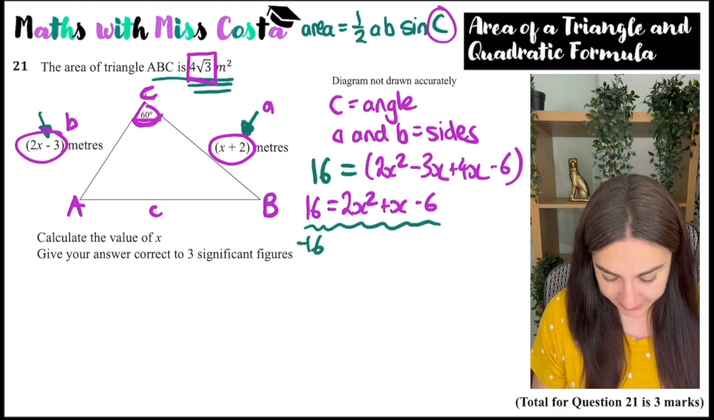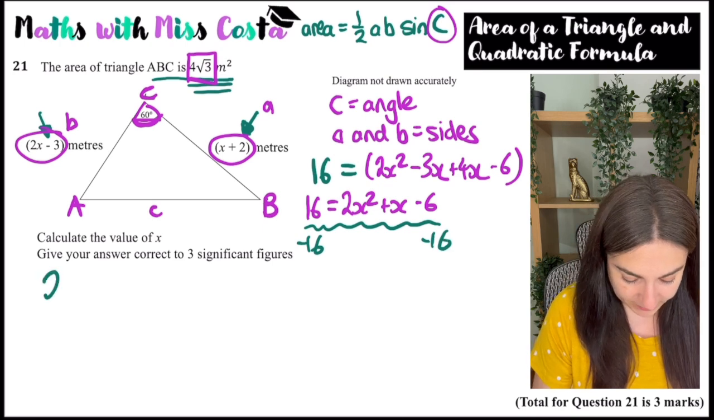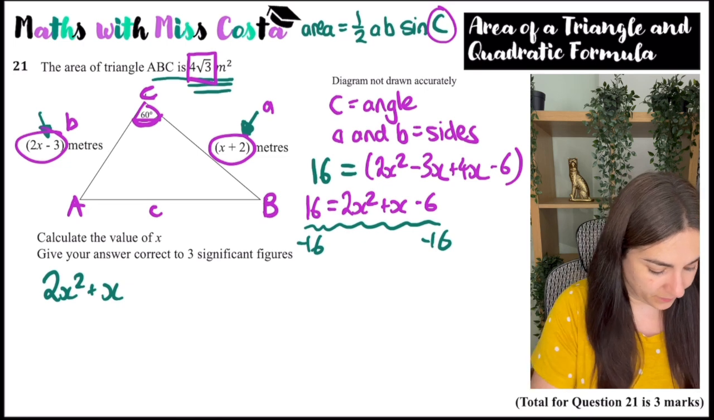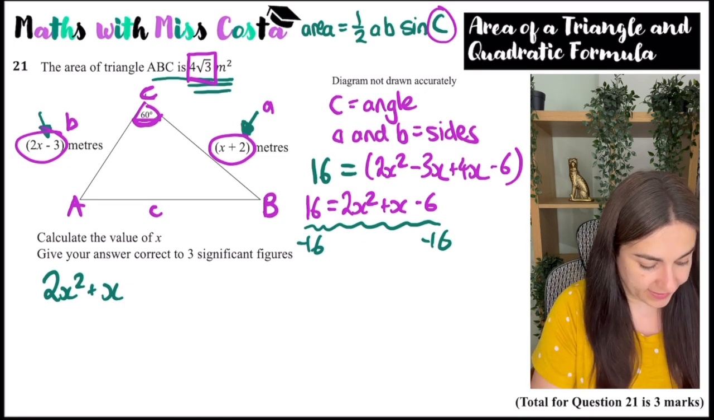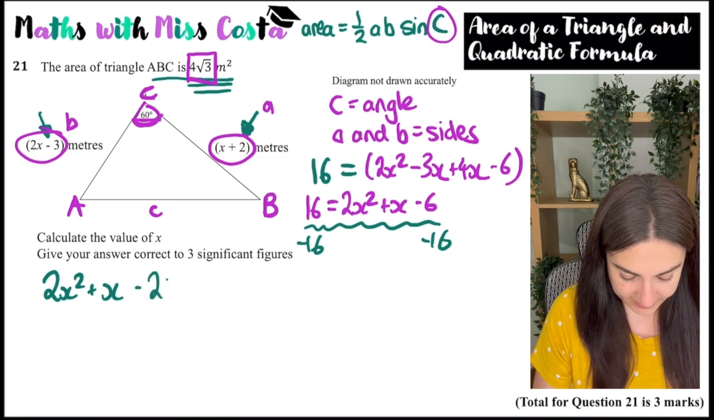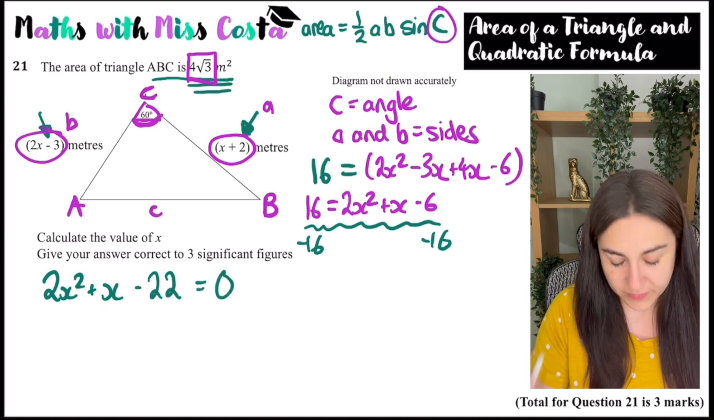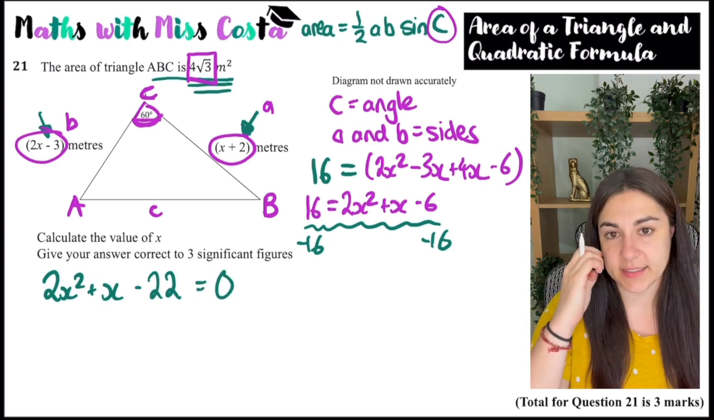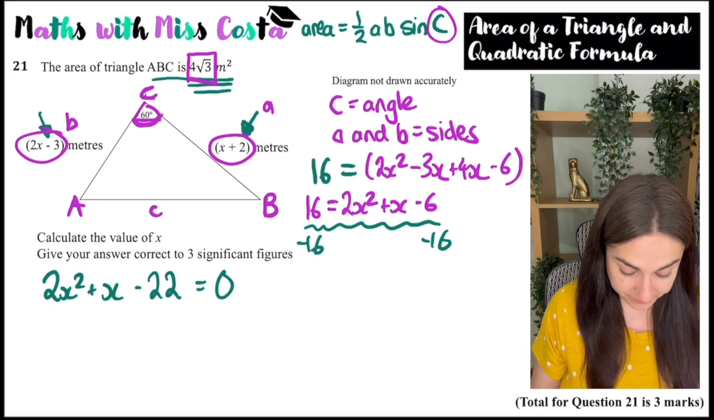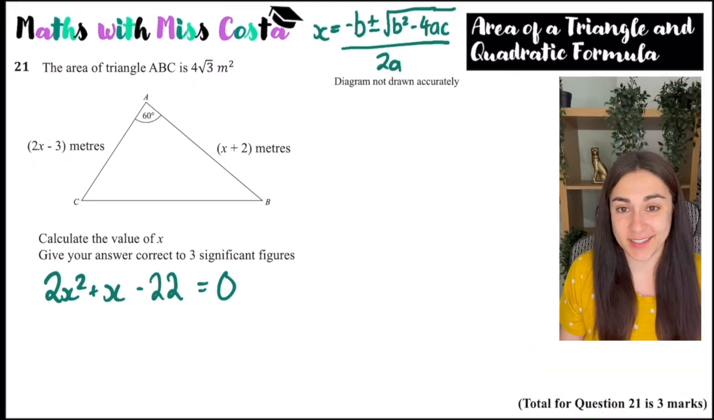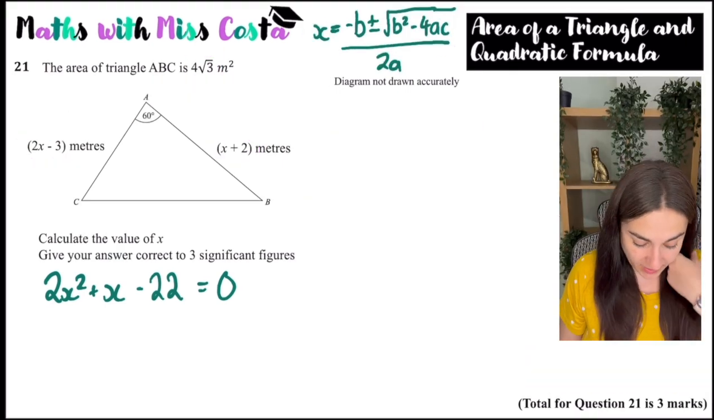So we're going to subtract 16 from both sides. So I'd be left with 2x squared plus x, and then minus 6 minus 16 leaves me with minus 22 equals 0. And you could use the quadratic formula. So I'm just going to go ahead and use the quadratic formula.